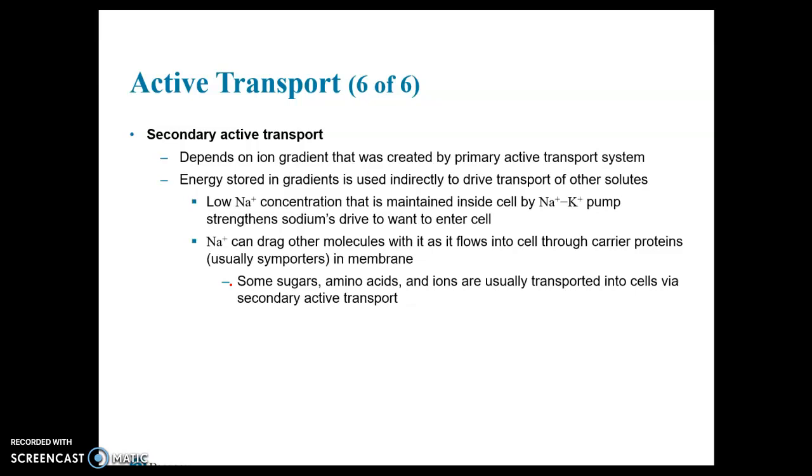Now what we just saw was primary active transport. You had the binding of ATP and it directly caused a pump to pump ions against their concentration gradient into and out of the cell. Secondary active transport is going to be there's a little bit more steps to that.